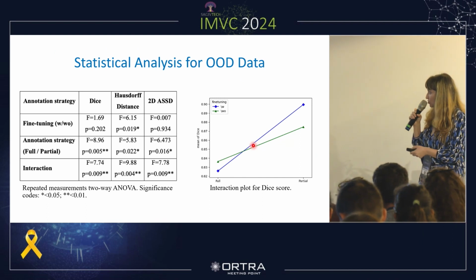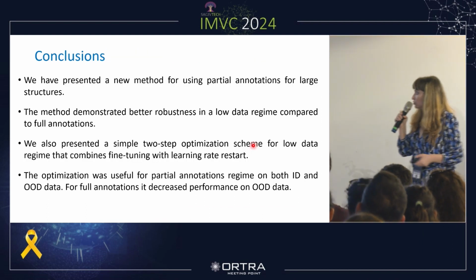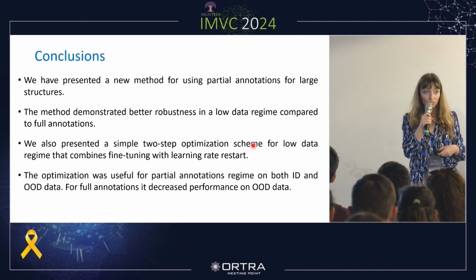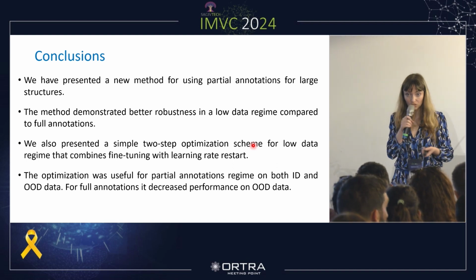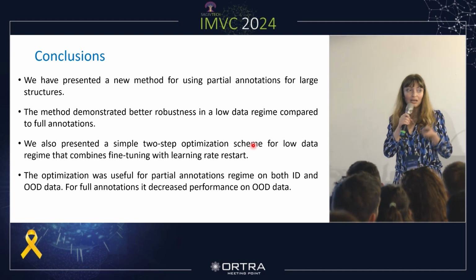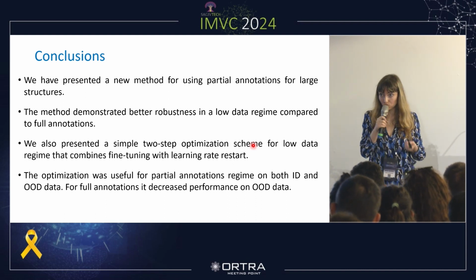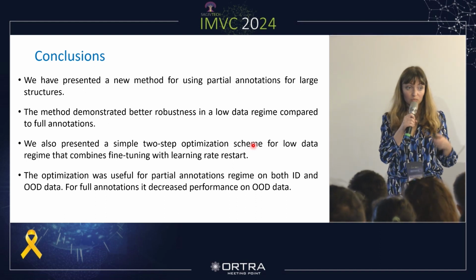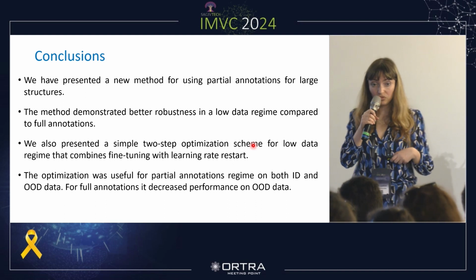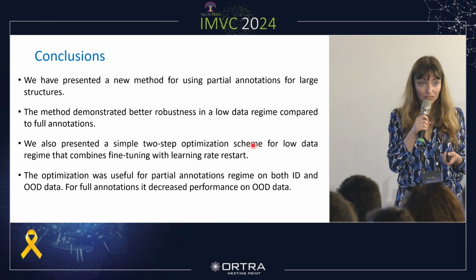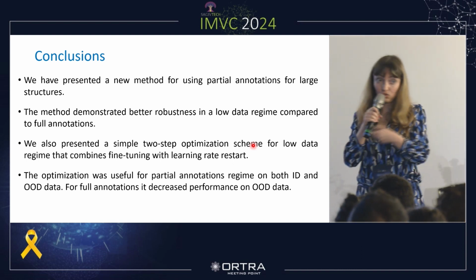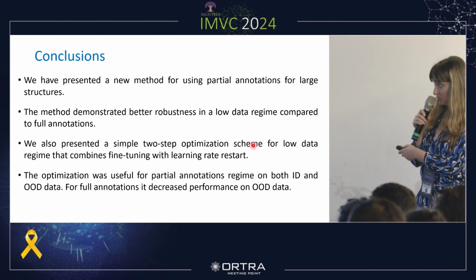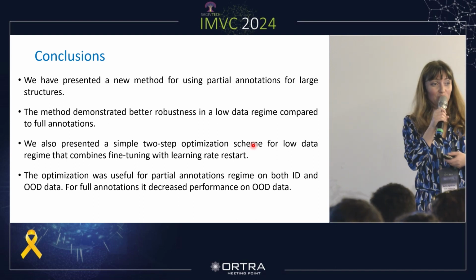Okay, so just to conclude, we presented a new method of partial annotations, and we saw that it was more robust compared to full annotations, both in terms of the standard deviation and in terms of average performance on out-of-distribution data. We saw that specifically for longer training, partial annotations benefited for both in-distribution data and out-of-distribution data. And in the full annotation setting, which is usually performed, we saw that for out-of-distribution data we actually had a deterioration in performance. Okay, thank you very much.